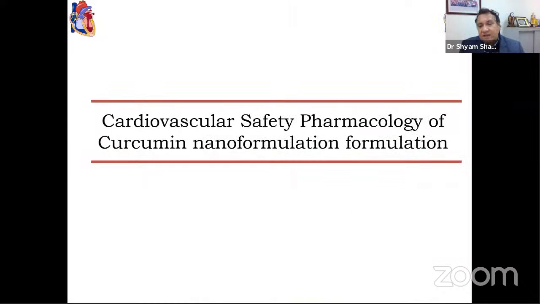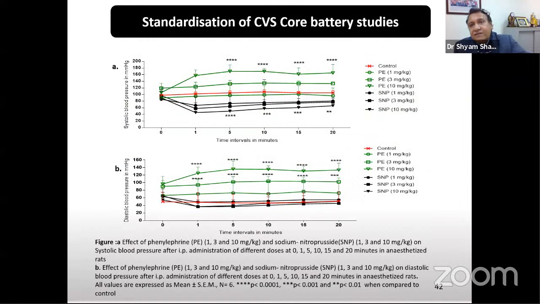Among the studies, I would like to mention cardiovascular safety pharmacology and the curcumin nanoformulation we did some time back. I'll tell you how you have to standardize the cardiovascular safety pharmacology. In this particular study, we used phenylephrine and sodium nitroprusside. Phenylephrine is a vasoconstrictor agent, and sodium nitroprusside is a vasodilator.